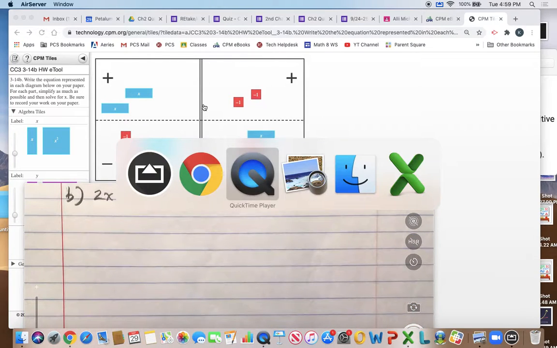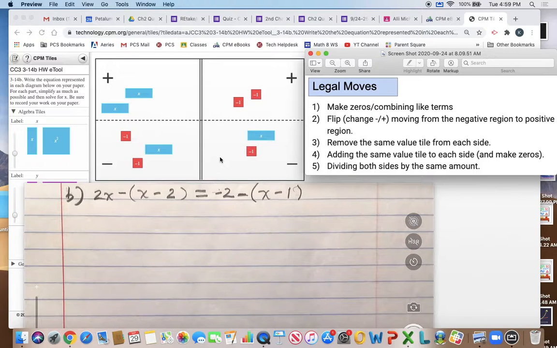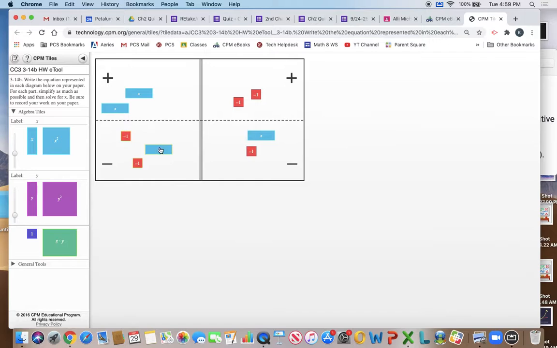So now let's take a look at what our legal moves are and see what we might do first. Okay, so usually we check and see if we can either make zeros or combine like terms, and it doesn't look like we have any opportunities for that. So the next thing we'd want to do is move the tiles from the negative region to the positive region and flip them over as we're doing that. Okay, so I'm going to take these, move them up, and flip every tile. Do the same thing over here, move this up, and flip these tiles over.